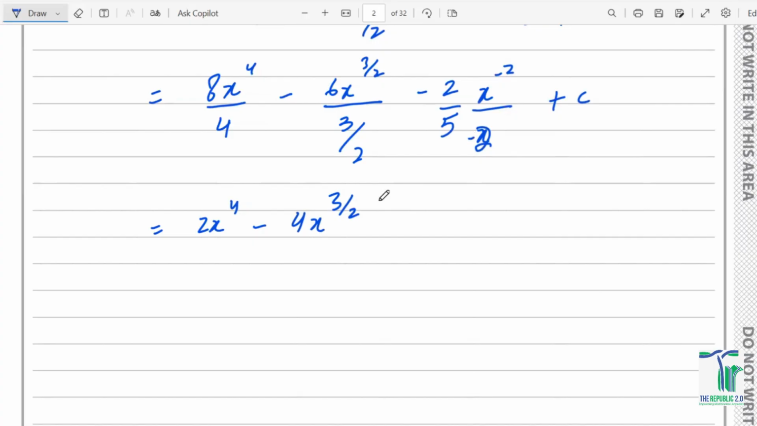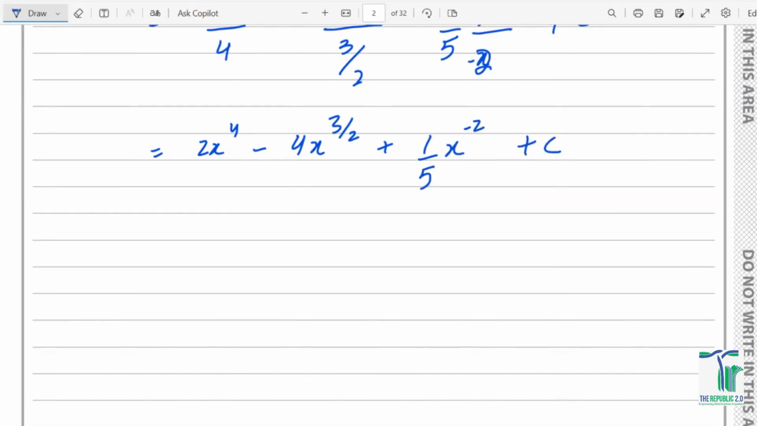Minus minus is going to be plus, and over here I would have 1 upon 5 x to the power of minus 2 plus c. Remember, whenever you are given a question regarding integration or differentiation, you need to write the simplest answer. So the simplest answer is 2x to the power of 4 minus 4x to the power of 3 by 2 plus 1 by 5 x to the power of 2 plus c. Powers look good when they are positive.